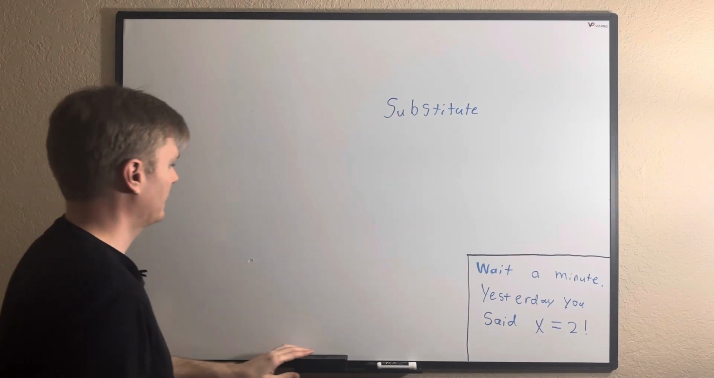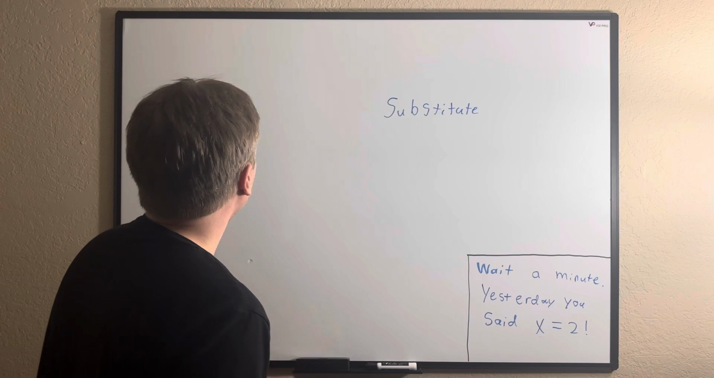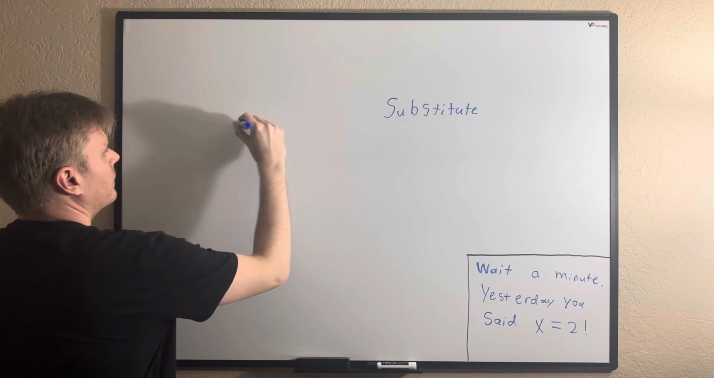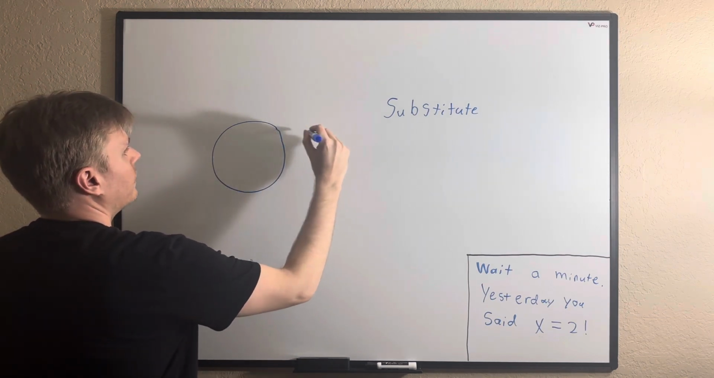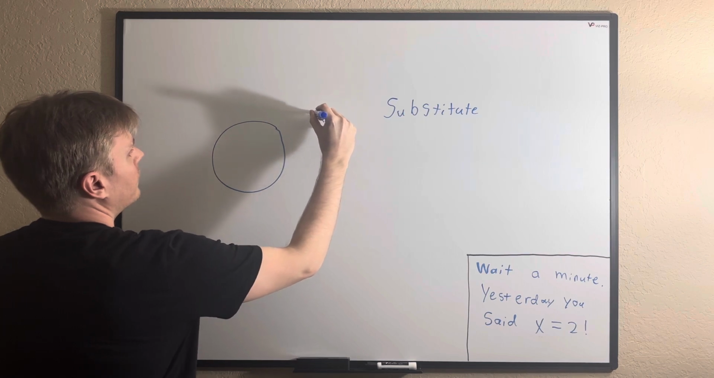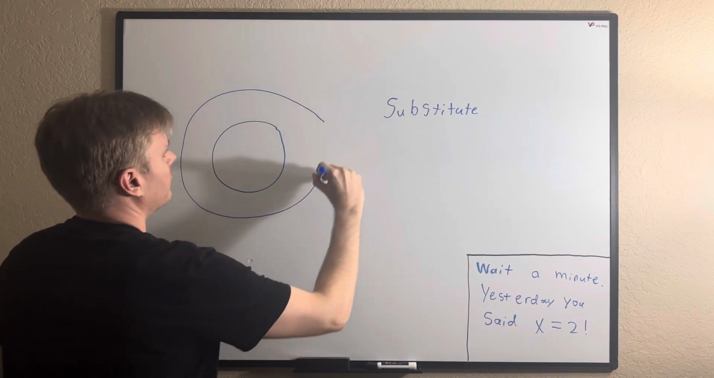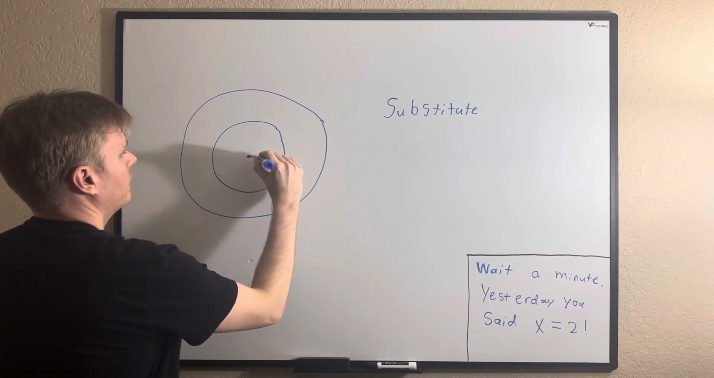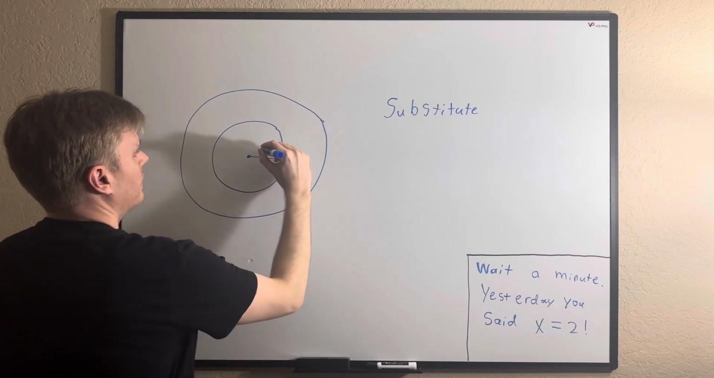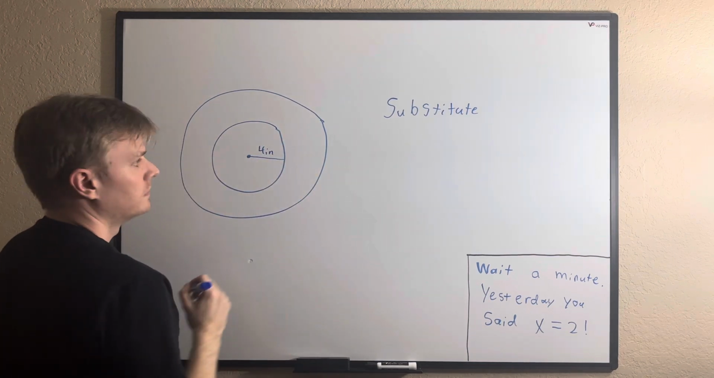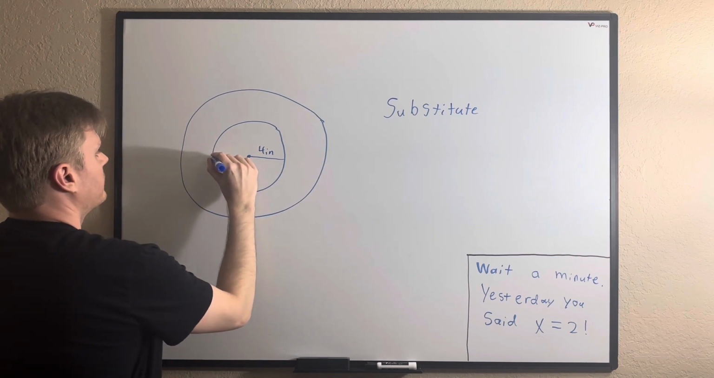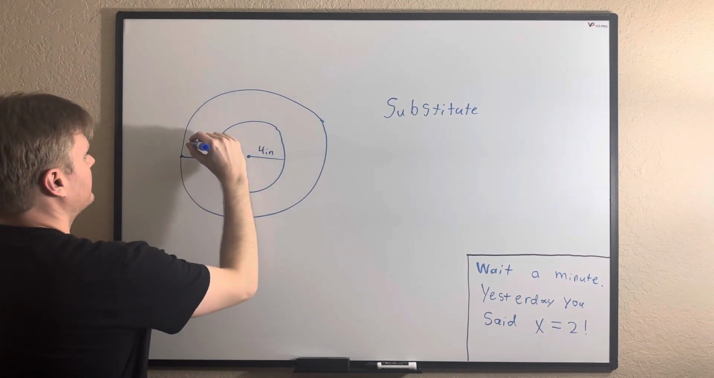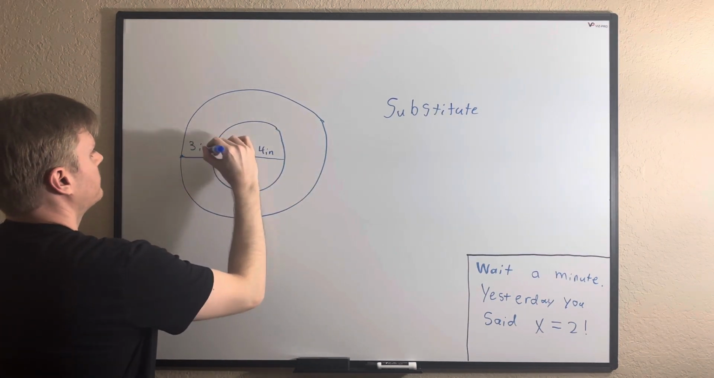All right. Say you're given a problem with circles in it. Circle within a circle. And you're told that the radius of the inner circle is 4 inches. And you're told that the distance between the two circles, I know they're not drawn perfectly, but the distance all the way around is 3 inches.